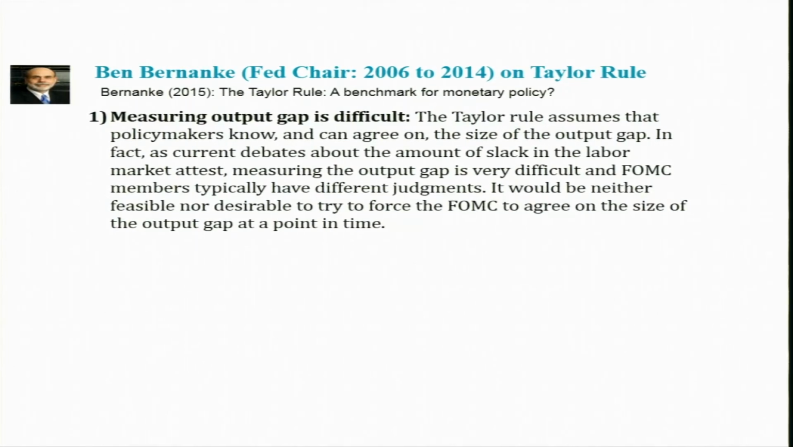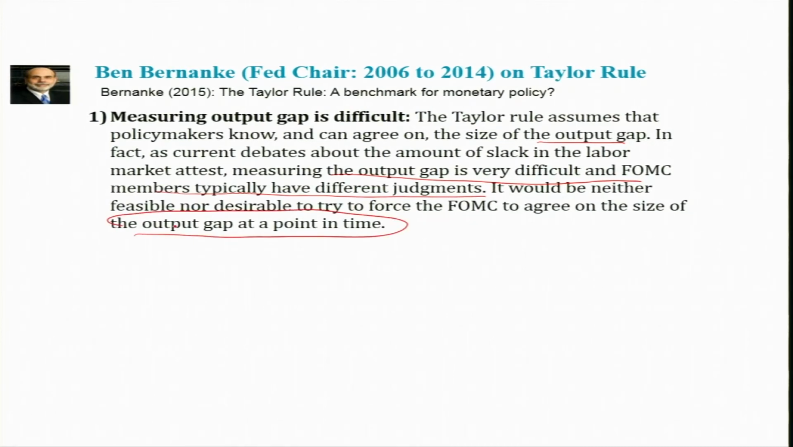The Taylor rule assumes that policymakers know and can agree on the size of the output gap. In fact, as current debates about the amount of slack in the labor market attest, measuring the output gap is very difficult, and FOMC members typically have different judgments. So it would be neither feasible nor desirable to try to force the FOMC to agree on the size of the output gap at a point in time.